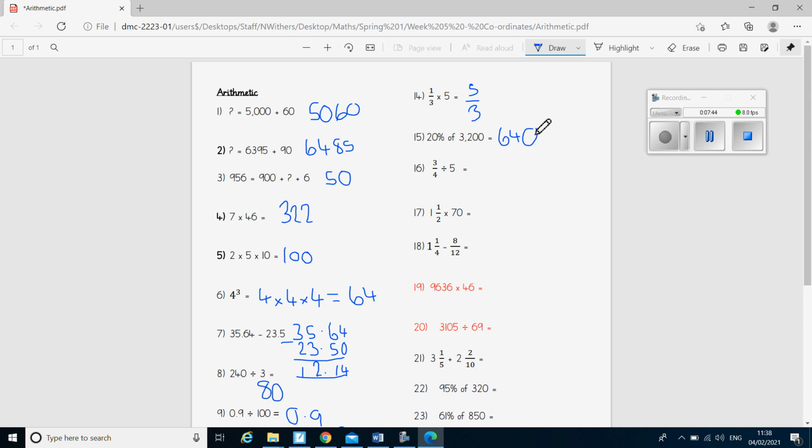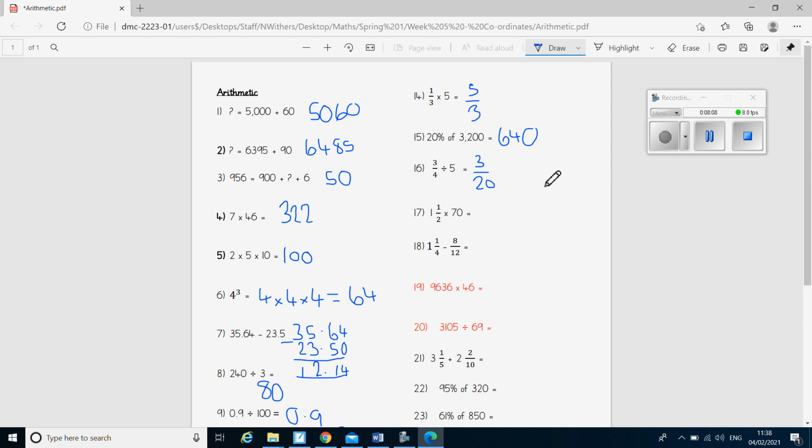Okay, question 16, I've got 3/4 divided by 5. So I am dividing, when I've got a fraction divided by a whole number, I remember d for divide, d for denominator. My denominator will change, my numerator will stay the same. So my 3 stays the same on the top, and I do 4 times 5 on the bottom, which gives me 20.